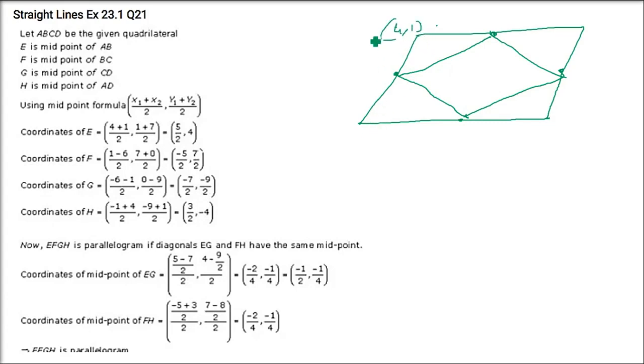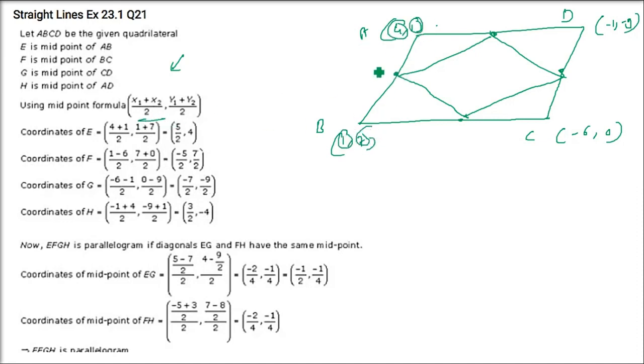So let us take this as 4, 1, A, and B is 1, 7 and C is -6, 0. ABCD you can take it any way you want, but it has to be in a cyclic manner. And this D will be -1 and -9. Okay. Now first of all we have to find out the midpoints, then only we'll start for the next figure.